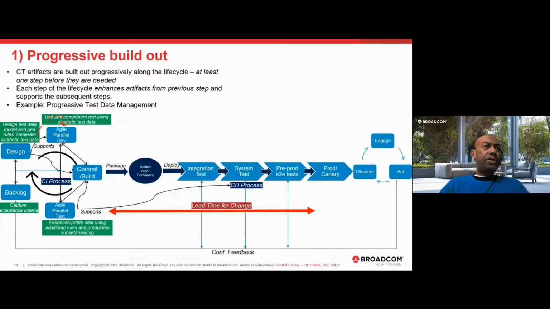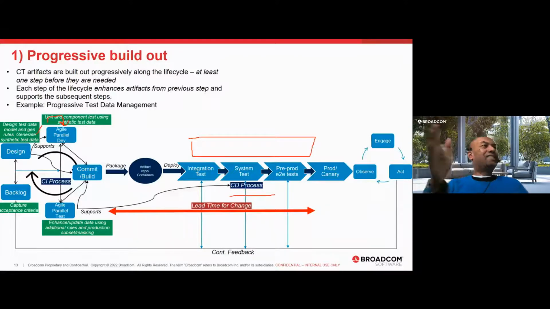Similarly, during the development, we have the agile parallel test phase where we enhance and update the synthetic data that we created with additional rules, and also do maybe subsetting of data from production and mask the data so that we can support the more extensive tests that you need to run in the CD process. The key point here is that we're reusing something that we already created, enhancing it, and making it ready before anything starts in the CD process, so that when it comes time to do integration tests or systems tests, all the data is ready. If I have a highly optimized test data process where I'm creating the test data here, we're creating waste because you're simply going to slow down the lead time for change.